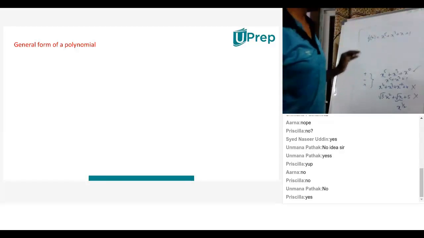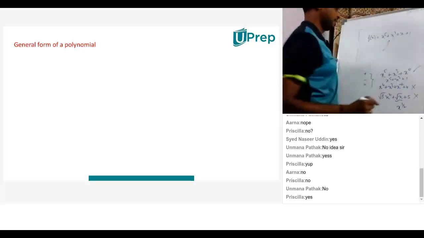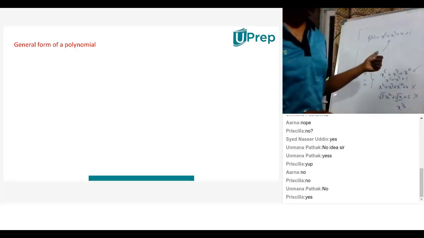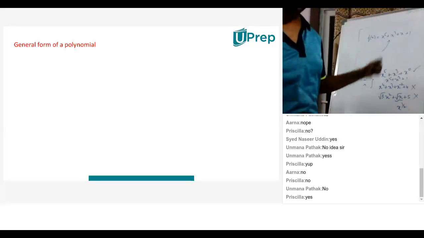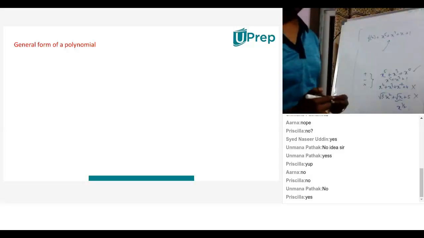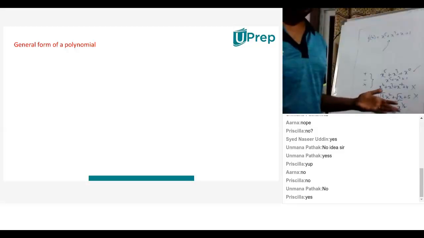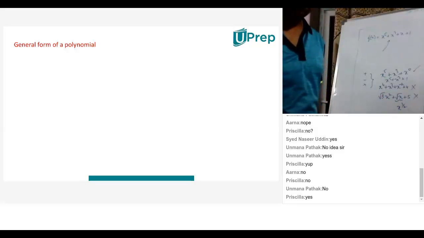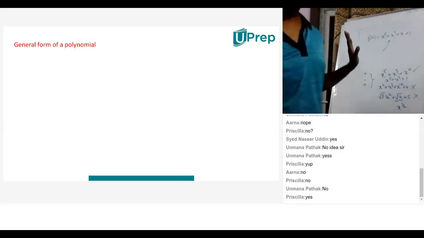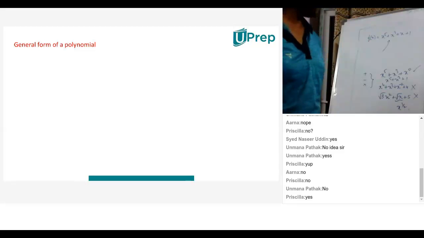Now, if I ask you what is the degree of this polynomial, can you please type in the chat box what is the degree of this polynomial? Whatever you know about the degree of a polynomial. The degree or the highest degree? Degree of a polynomial. Just type in the degree please.